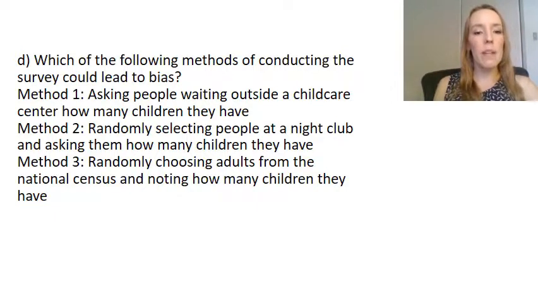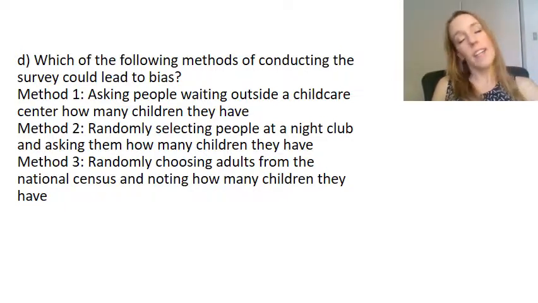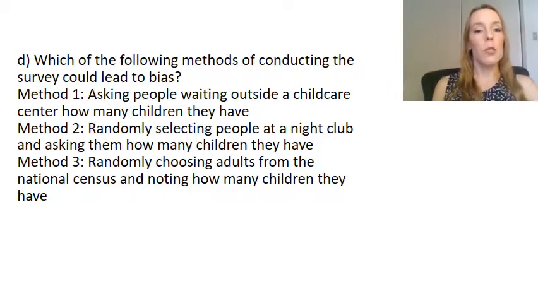Method 2, randomly selecting people. Randomly selecting is good, but doing it at a nightclub and asking them how many children they have is not so good. A bit of a stereotype here, but I'm going to generalize: in my experience, people who go to nightclubs are usually young, usually under 25, and they usually don't have children because they can go out and drink and dance and be at clubs. So I'm going to say that would also be biased. Even though you're randomly selecting, your location is going to be biased towards people who don't have children.